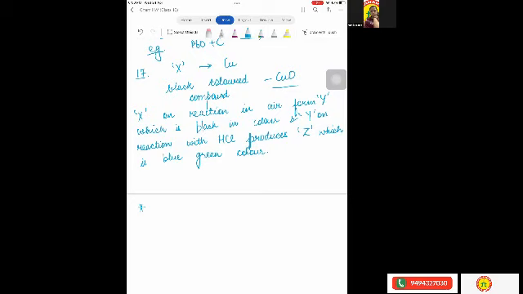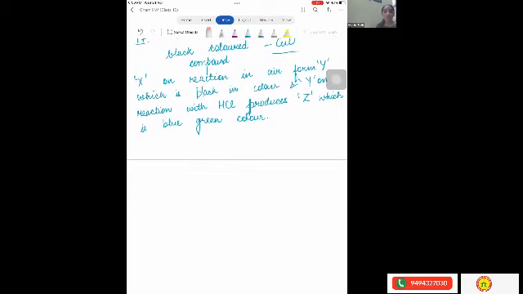Ayanaja. Yes, ma'am. What will be the first reaction? Ma'am, Cu plus O gives us copper oxide. Yes, Cu plus O2 gives us Cu2O. This is the balanced equation. Sai, can you tell me which will be the second reaction? Reaction of Y with HCl.